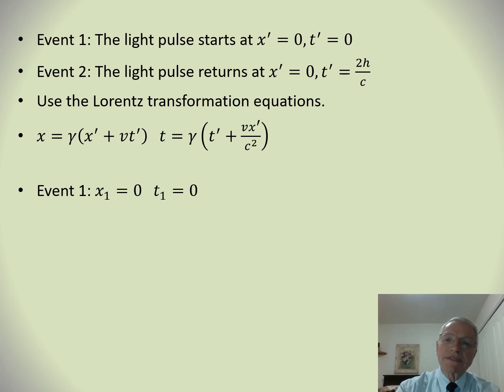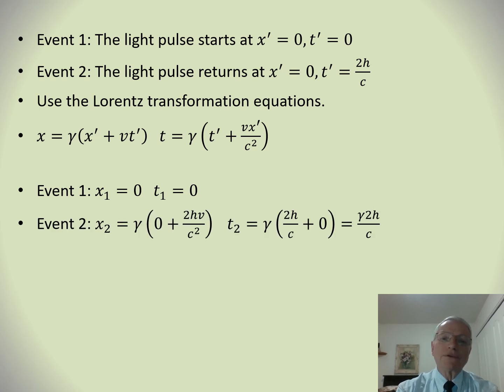Well, the first one's easy. Since both x prime and t prime are 0 for event 1, x and t, we'll call them x1 and t1 here, are also 0. For event 2, x2 looks kind of funny. x2 is 2h v over c squared. It's moved a little bit to the right, not very much for ordinary v's because it's got that 1 over c squared, but still it has moved.